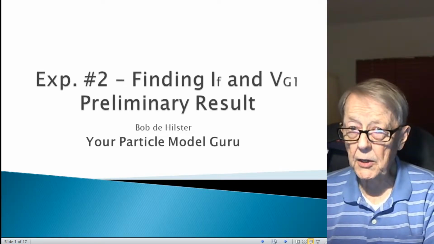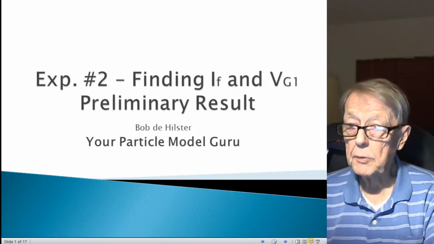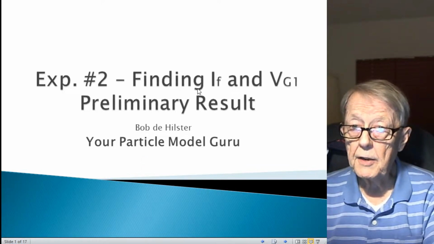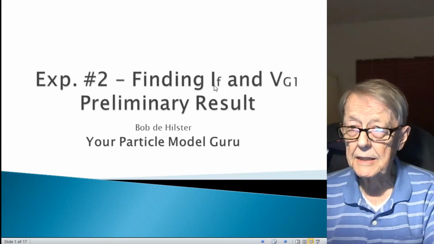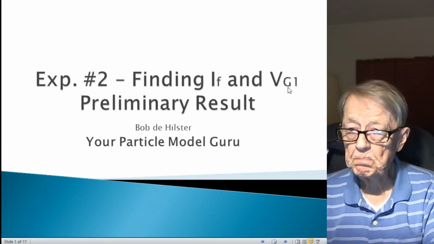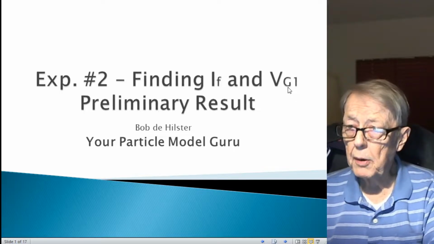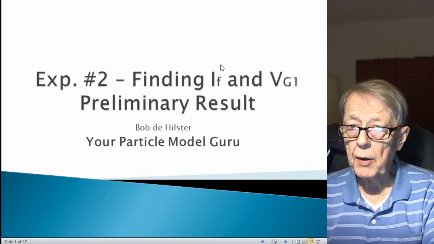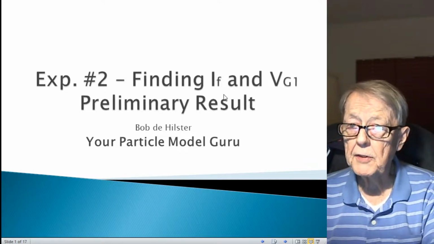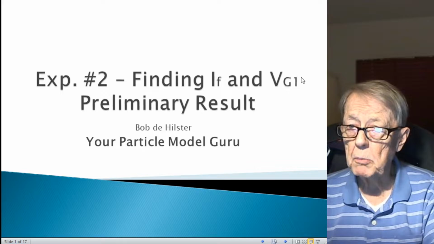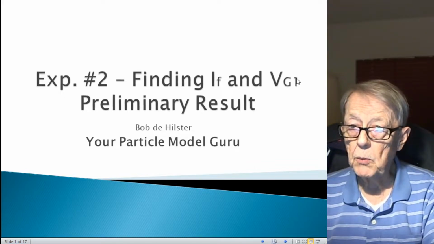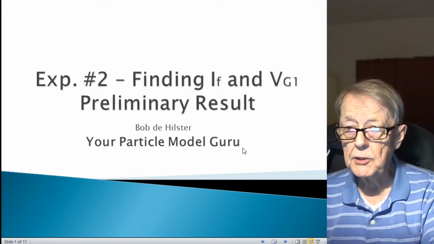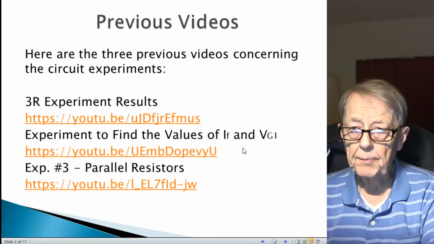Today's video is about preliminary results of experiment number 2, where I attempt to find the value of two constants in my equation for particle model equations for circuits. One of the values is the interaction factor, and the other value is the number of volts per G1 particle. Unfortunately, results don't look very good.